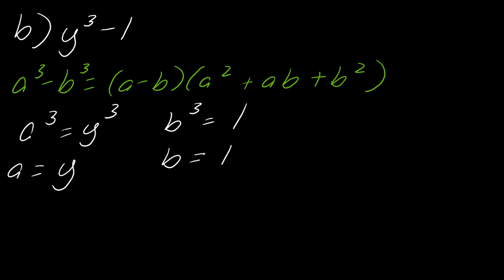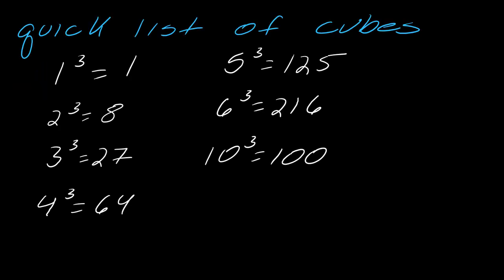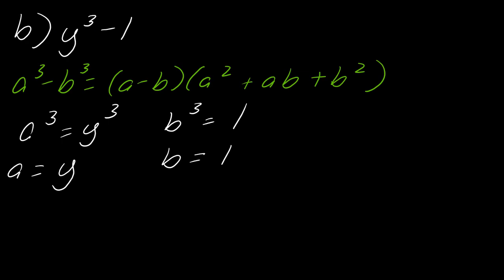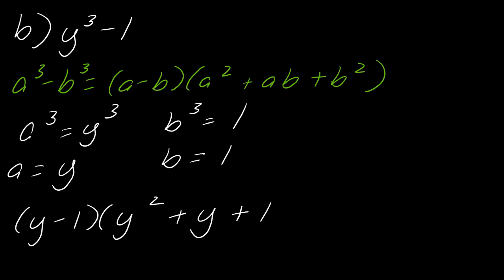And I will do one more time, just if you want to pause and write this down, if now you're like, oh, I really need that, so you can pause and write that down. Okay, so there's everything. So if I fill this in, this is y minus 1, y squared plus y plus 1. There's everything factored out.